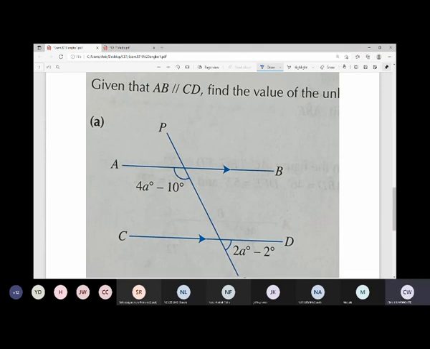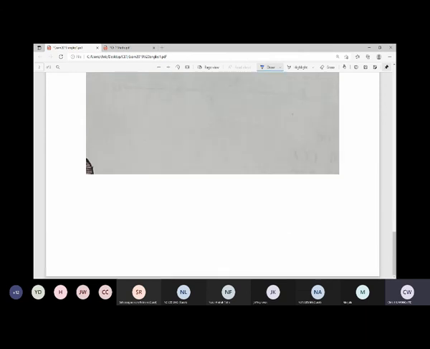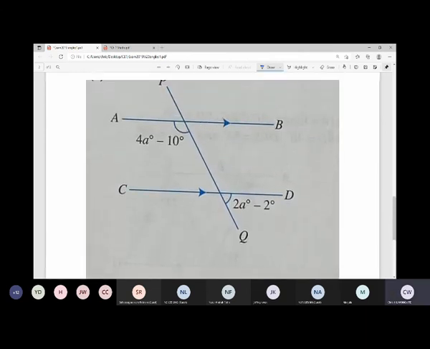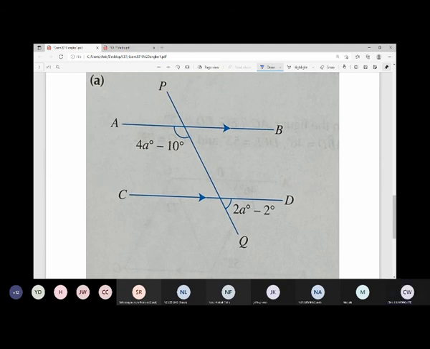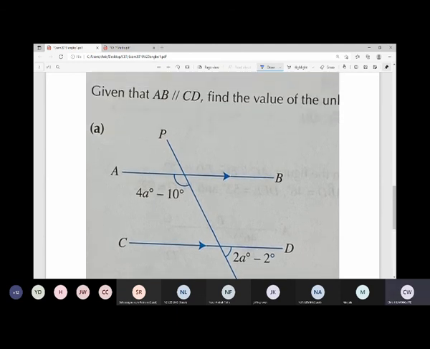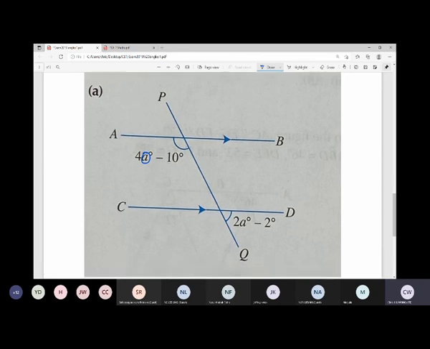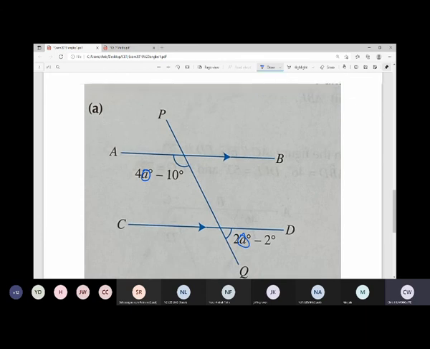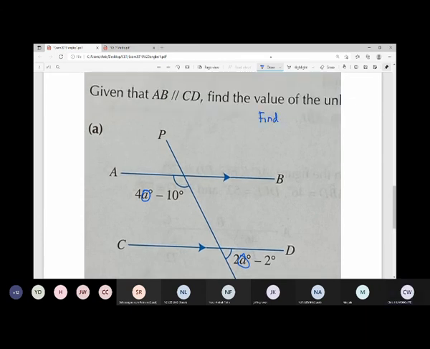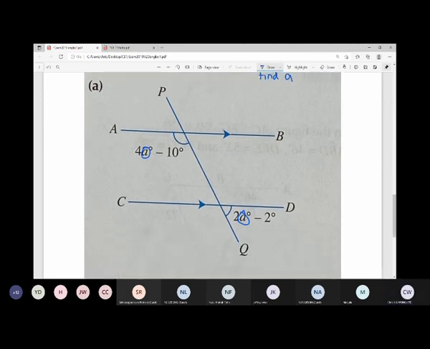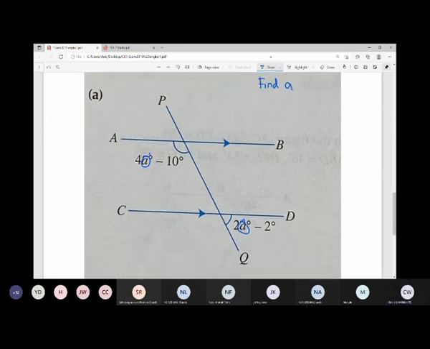You're supposed to find the value of, I don't know what you want to find. I think you're supposed to find the value of the unknown. I think find A. Maybe you need to find A. Either way, I think you just find A will do. Okay, find A. I'll give you some time.